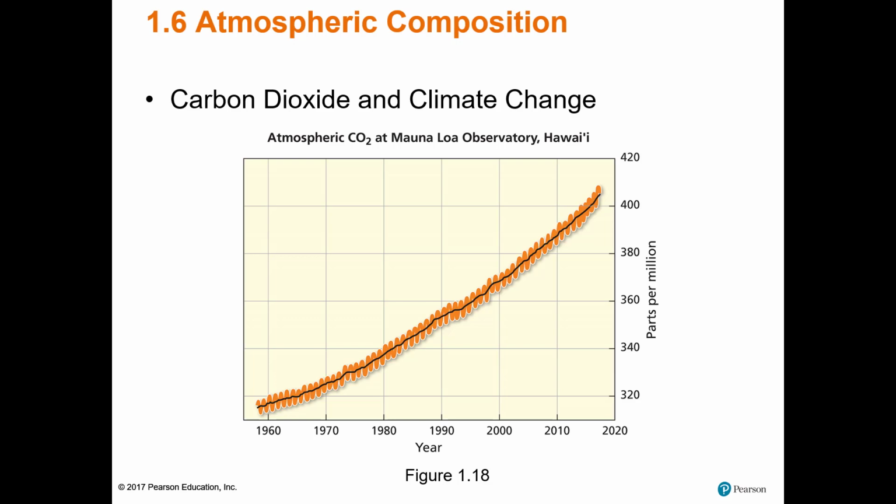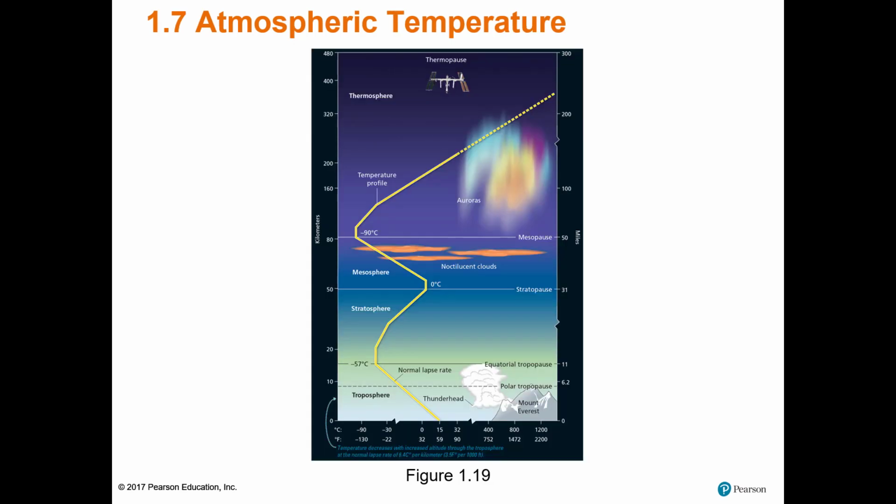This is an example for you of carbon dioxide and climate change. We can see that the year is on the x-axis and the parts per million is on the y-axis. And this is parts per million of atmospheric CO2. It's been steadily rising, and it is now even higher than was last measured in this graph. It is increasing every year.